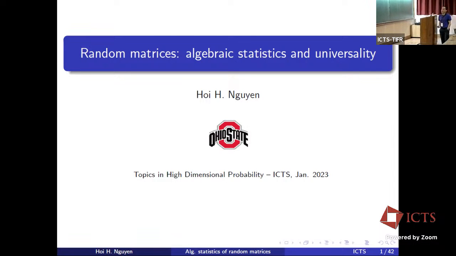So I'm going to speak about something quite unusual on random matrices, but on a totally different aspect of it, namely the algebraic statistics. Some of those are very elementary.